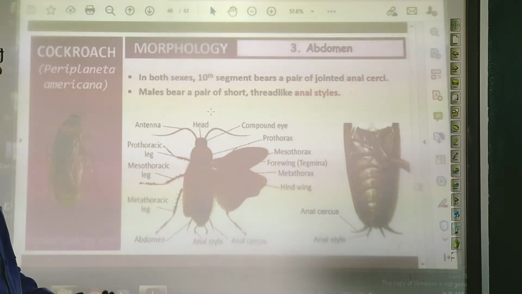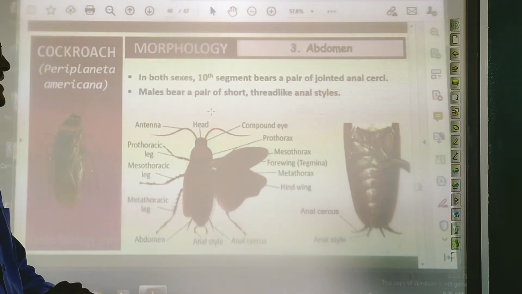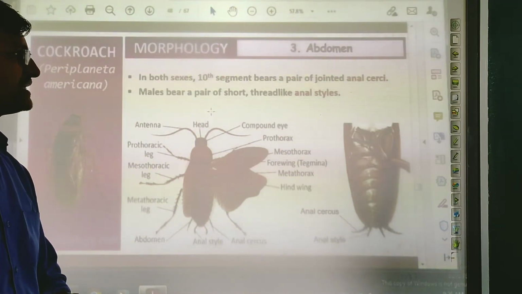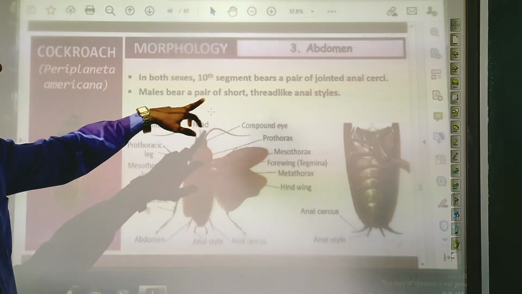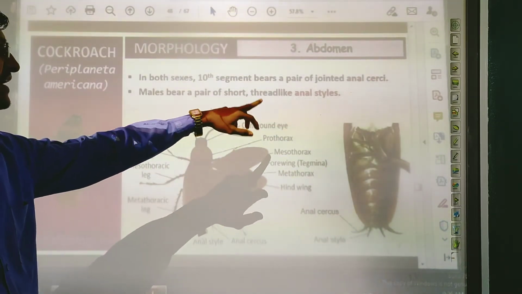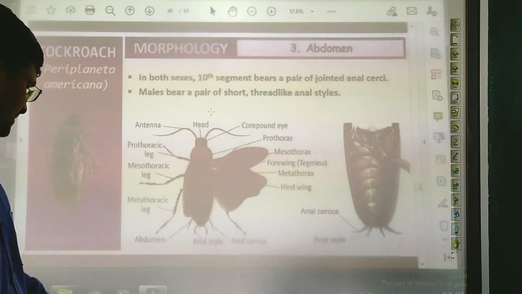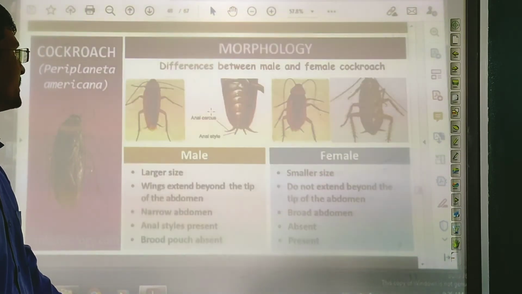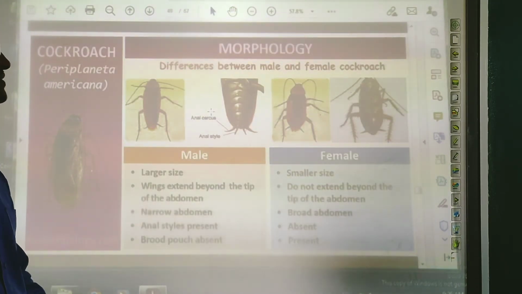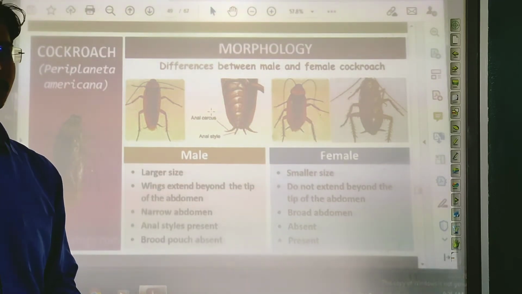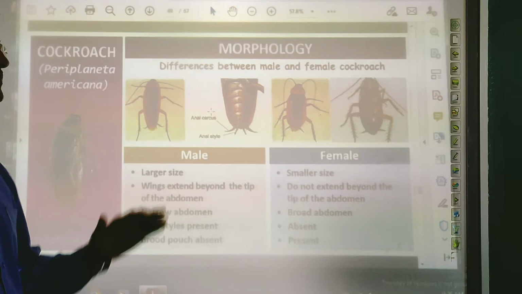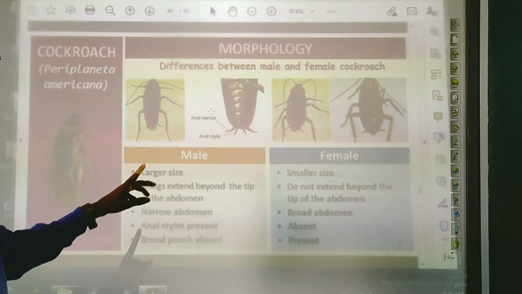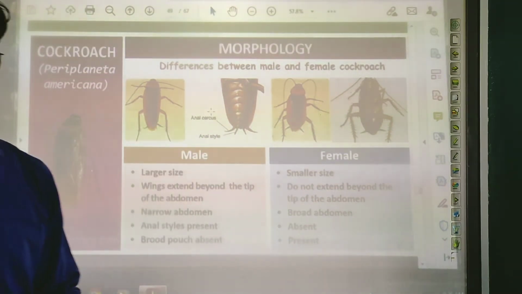Now in both sexes, the 10th segment bears a pair of jointed anal cerci, and males bear a pair of short thread-like anal styles. So that we have to understand. Now next is the difference between male and female cockroach. Very much important. So, the difference between male and female cockroach.